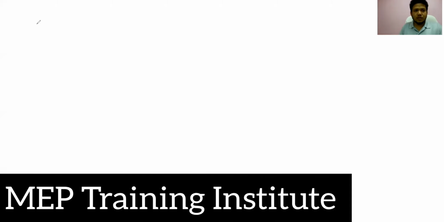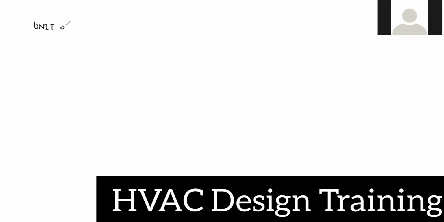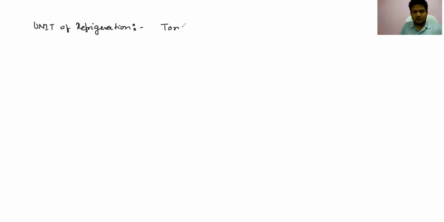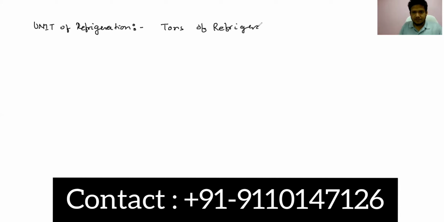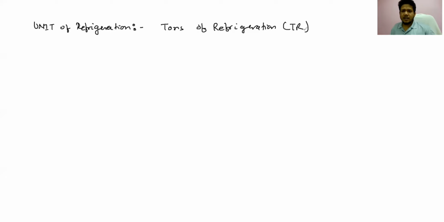What is unit of refrigeration? TR. Unit of refrigeration is TR, that we call as tons of refrigeration, or TR. In other countries it can be called as refrigeration ton, that is RT. Also in China it is used as RT, but globally it is used as TR. So unit of refrigeration is tons of refrigeration, or TR.